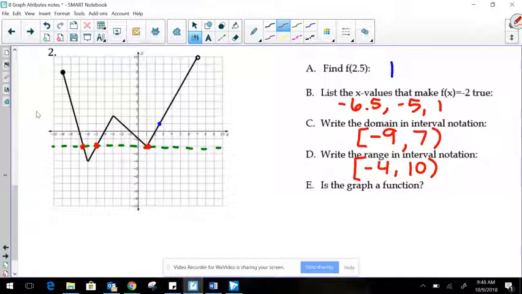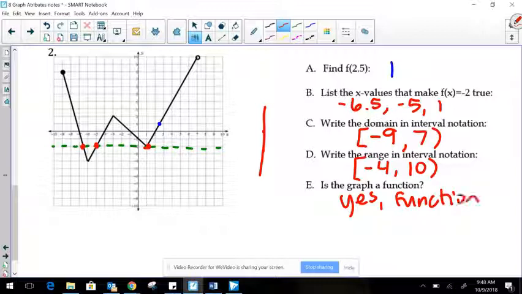Then the last part here, it says, is it a function? You're going to slide your pencil across for your vertical line test. See if it passes. Doesn't hit any 2 points at one time. Remember, if I had like 2 points right above each other, that would fail because a vertical line would hit 2 points at once. So I don't see any vertical lines in this graph. All of them are angled. So that's a good indicator that it is a function. All right, and that is it today for our graph attributes notes.